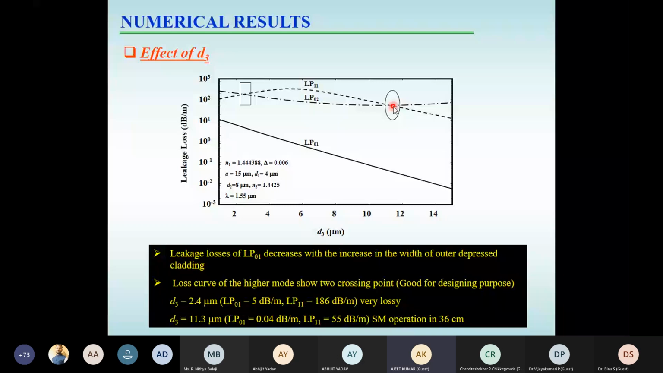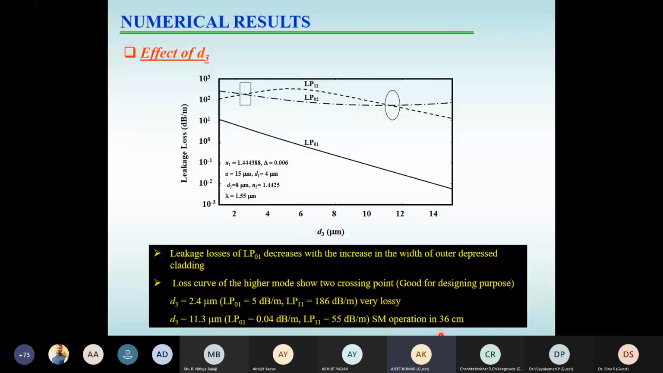So in case of this particular thing, the loss of the fundamental mode is something around 0.01, and the LP11 mode is 55 dB per mm. So this can give you single mode operation with a very small length of fiber, which is 36 centimeter length of fiber, very small length of fiber.